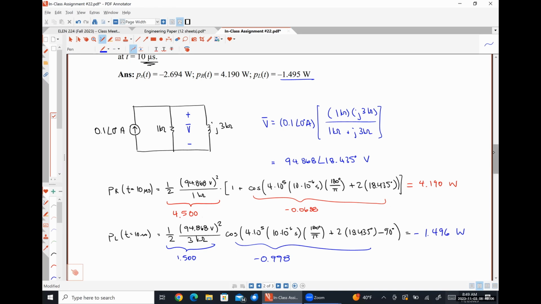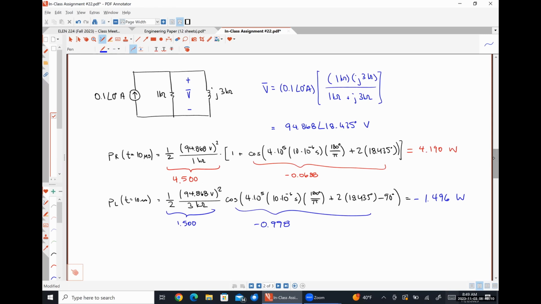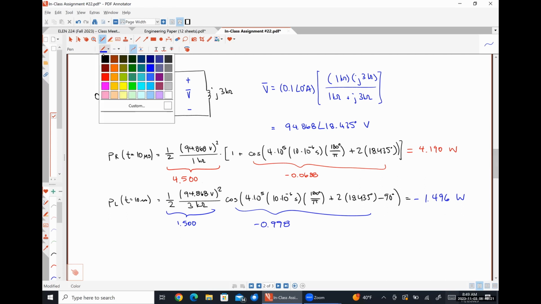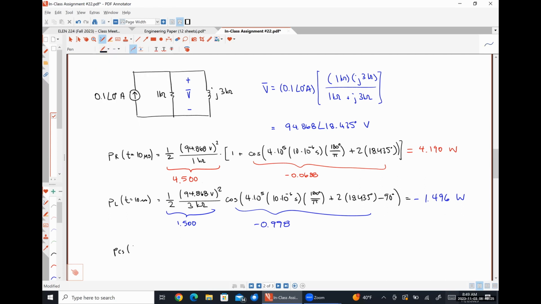Right? So lastly, we are going to find the instantaneous power absorbed by our source, okay? And to do this, we need to use our generic equation. So for our current source, we're going to have 1/2 times the magnitude of our voltage, 94.868 volts, times the magnitude of our current, which is 0.1 amps, times the cosine of the phase angle of our voltage, which is 18.435 degrees, minus the phase angle of our current, which I'm going to call 180 degrees.